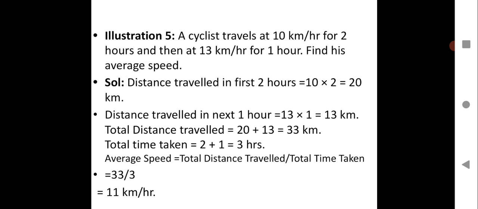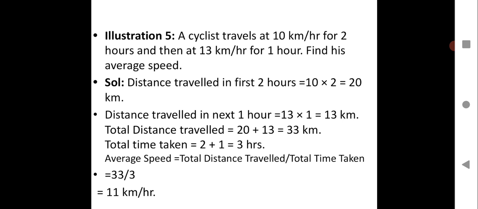Next, illustration 5. A cyclist travel at 10 km per hour for 2 hours and then 13 km per hour for 1 hour. Find his average speed. So distance travel in first 2 hours, how you will get speed into time. That is the formula which you are using. You can modify the formula as the requirement of the numericals, as I told you. The standard formula, speed is equal to distance upon time. And here if you want to find distance, then you are just going to multiply speed into time. So speed 10 km into time 2 hours, that means distance you got 20 km.